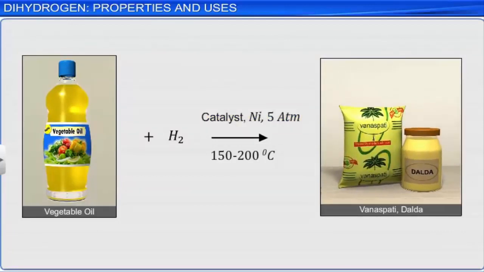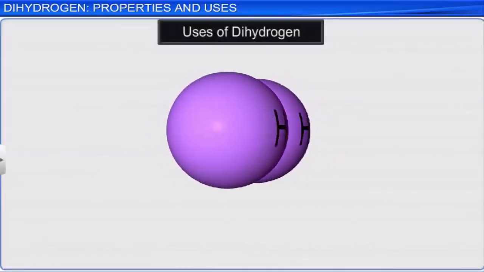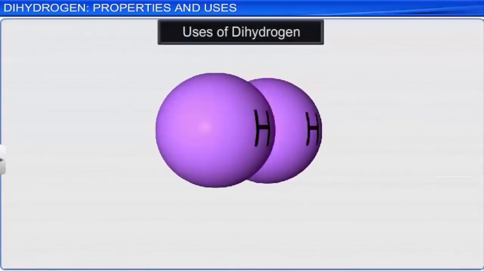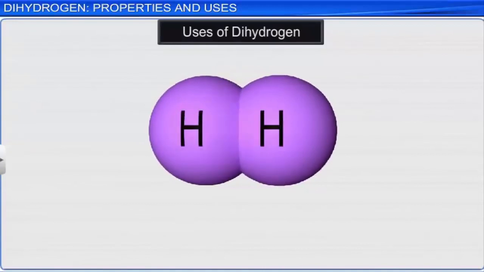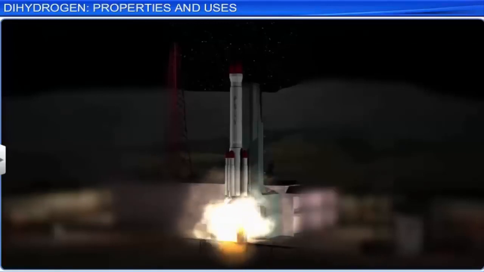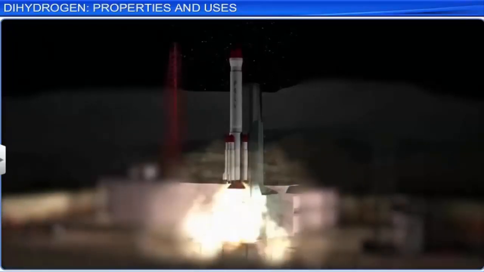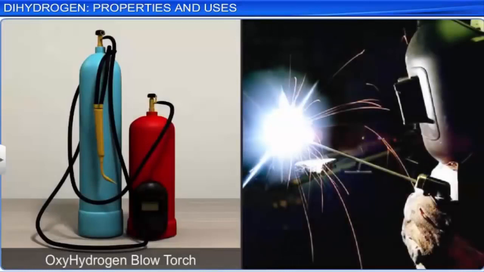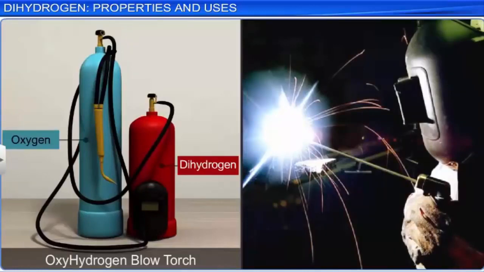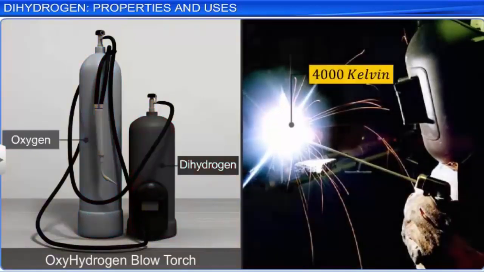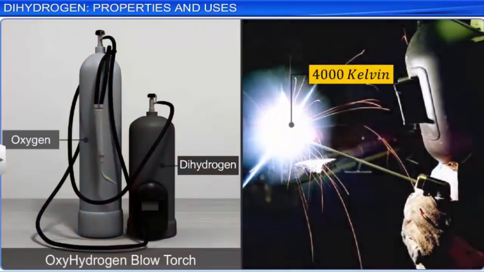Because of its unique properties, like forming non-polluting products and burning in air, dihydrogen gas has many commercial uses. It is used as rocket fuel because of its high calorific value. An oxyhydrogen blowtorch that is used for cutting and welding purposes uses dihydrogen and pure oxygen. The reaction produces a temperature of up to 4000 Kelvin.